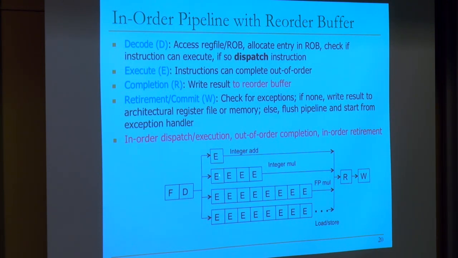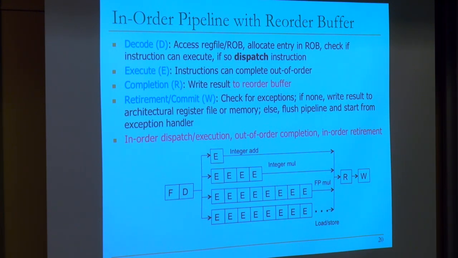Completion: when an instruction completes, it writes its result to the reorder buffer. It doesn't write to the register file. And when an instruction is ready to retire, which means that it's the oldest instruction in the machine, we check for exceptions. If there are no exceptions, the result is written to the architectural register file or memory. Otherwise, the pipeline is flushed, and we start from the exception handler.